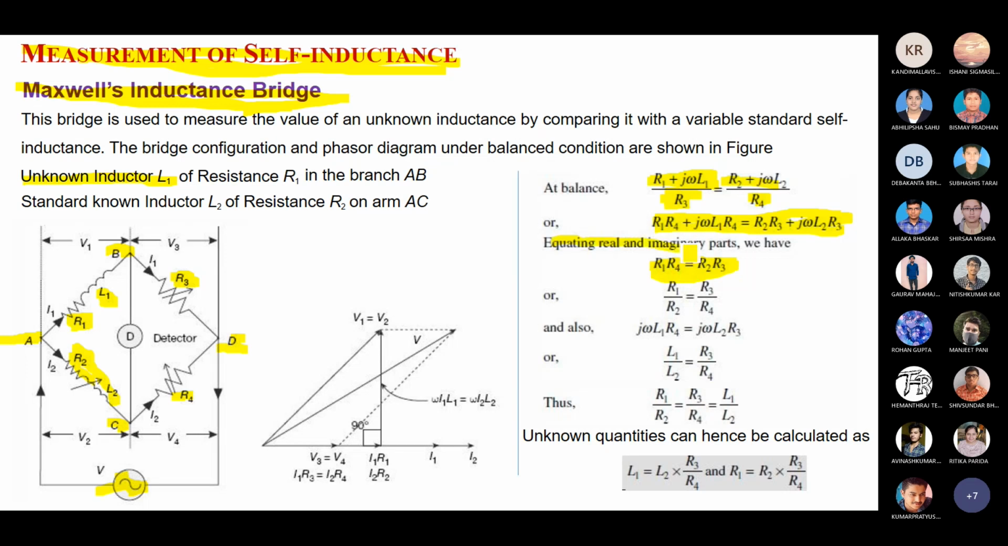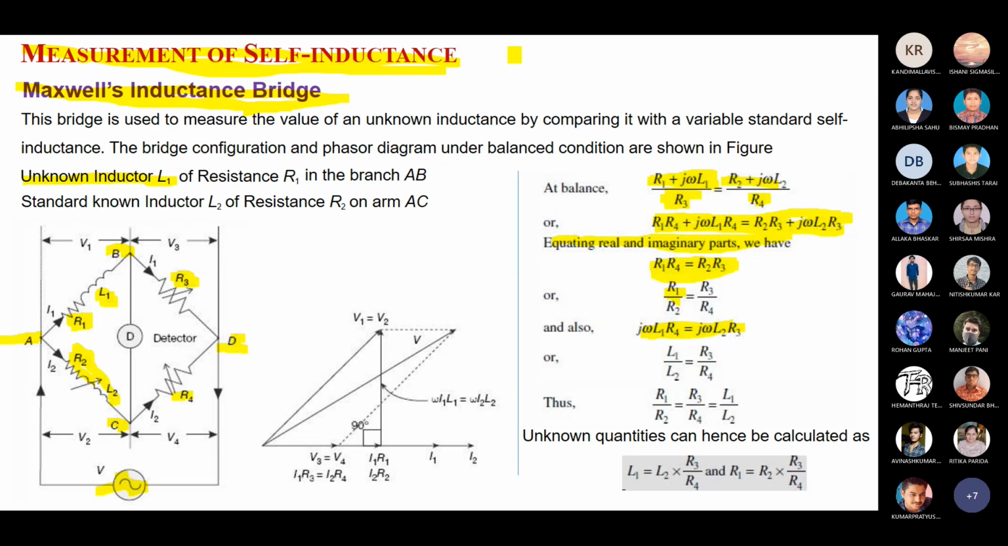So that is our identity portion. And the complex portion, meaning the imaginary portion, is j omega L1 R4 equal to j omega L2 R3. Directly we can also use it. So from this identity, we are equating the real part as well as the imaginary part. Directly it's coming R1 R4 equals R2 R3. So R1 by R2 equals R3 by R4. And the imaginary part is related to the inductance or capacitance. Here we are using the inductance.